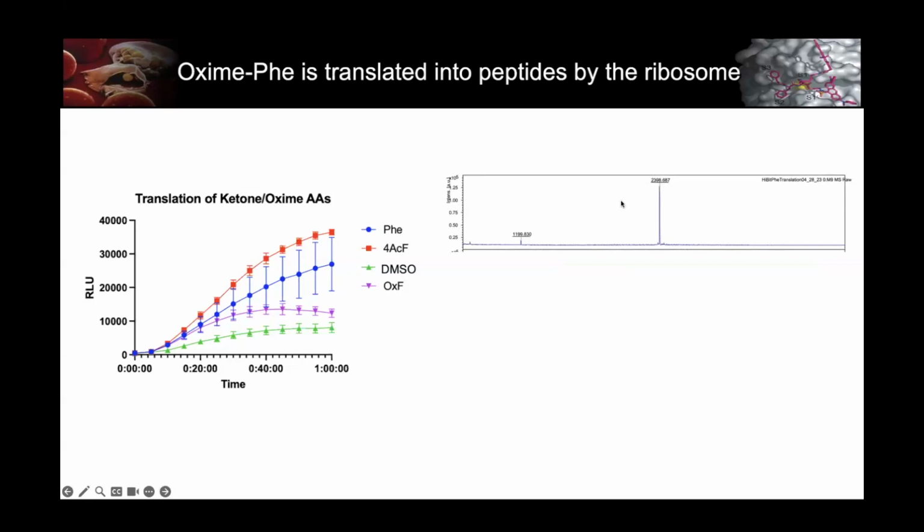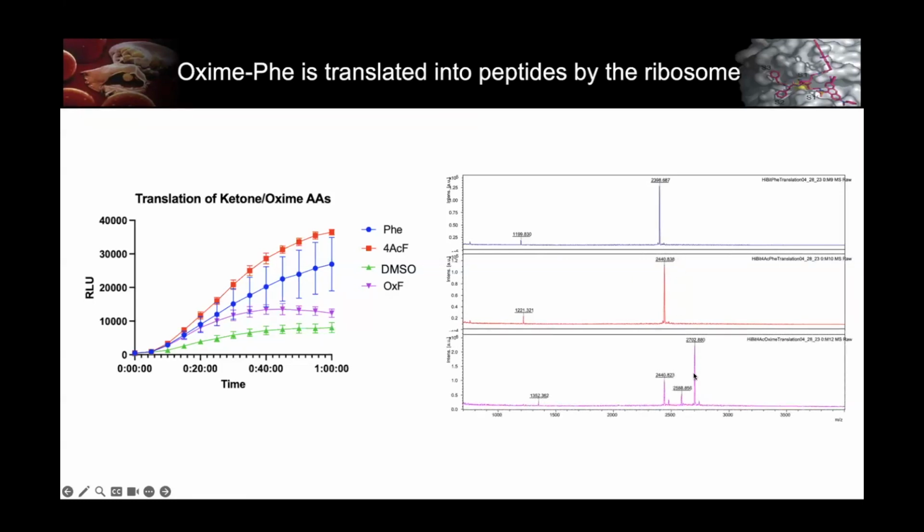You can see phenylalanine. Here's the natural peptide with phenylalanine. Here's when we incorporated the one with the ketone. It's a slight shift. And here you can see this shift here in purple is this giant non-natural amino acid now being translated into the peptide. So that was pretty exciting. We could now get the ribosome to make our peptides with the electrophiles hanging off of them.